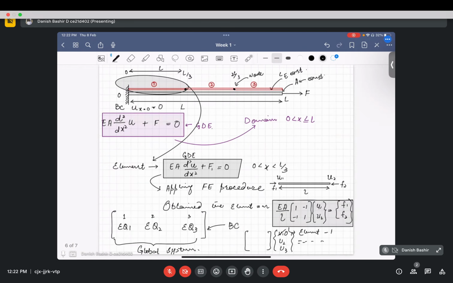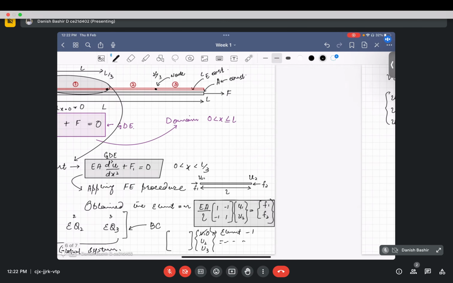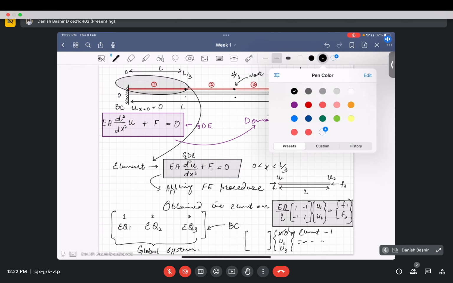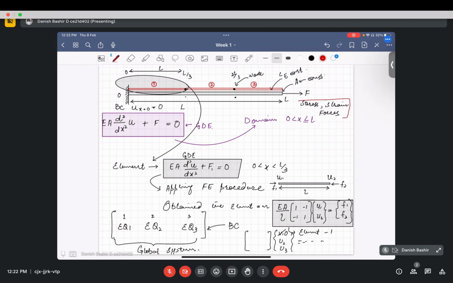Now it's not the only thing that is required in our problem. I was not only required to find the displacements at these nodes. Actually my problem would have been like this: find stresses, find strain, find forces throughout the bar as an application of force F. So these were the quantities to be found, the unknowns.